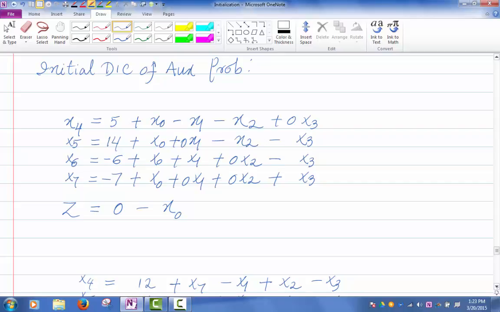Okay, so I have the initial dictionary, which is infeasible, right? This dictionary is at this moment infeasible because I have some negative numbers there. Now, what is the first? What is my entering variable at this stage? Can someone tell me what's the entering variable?